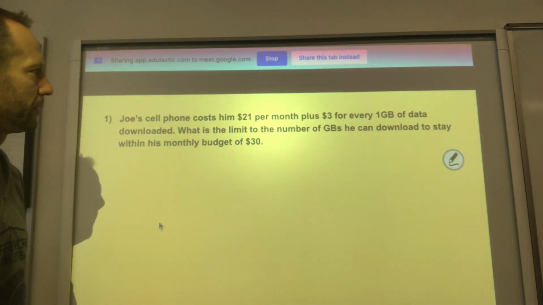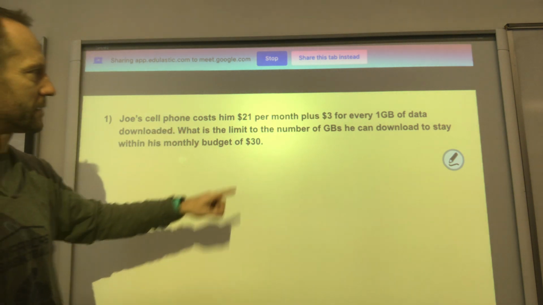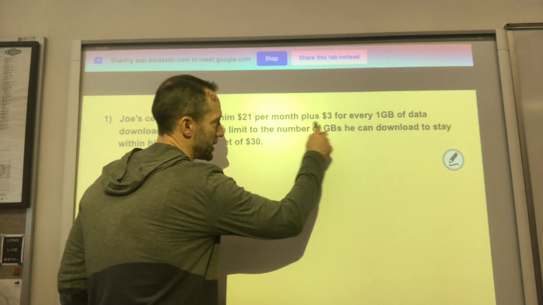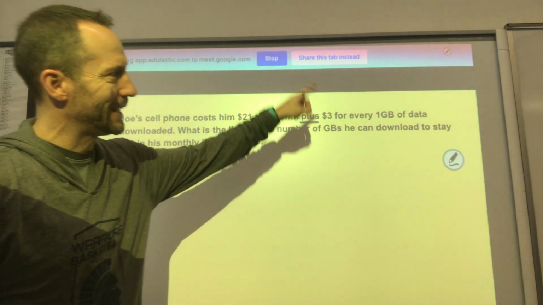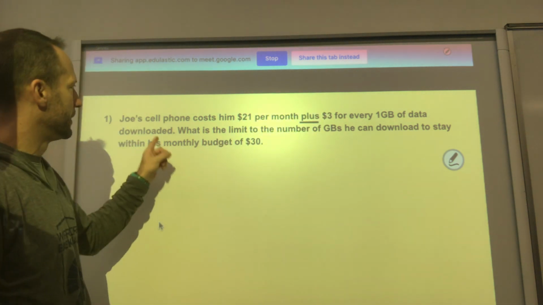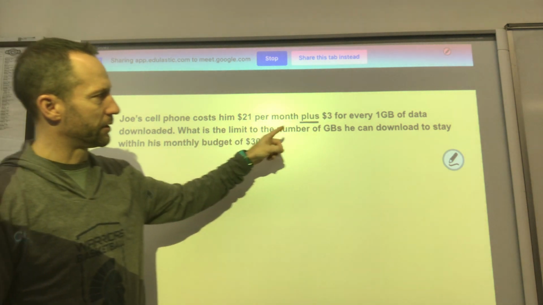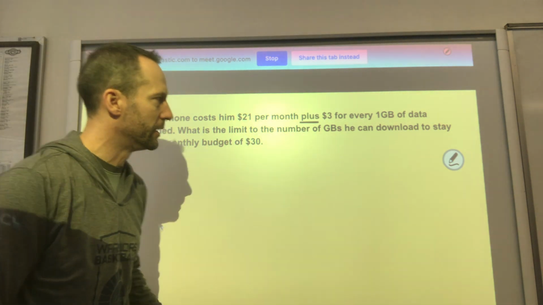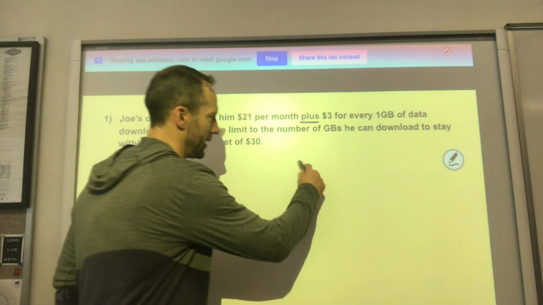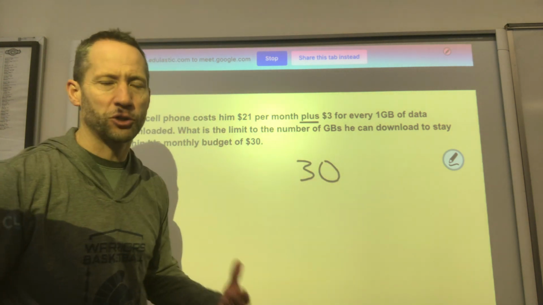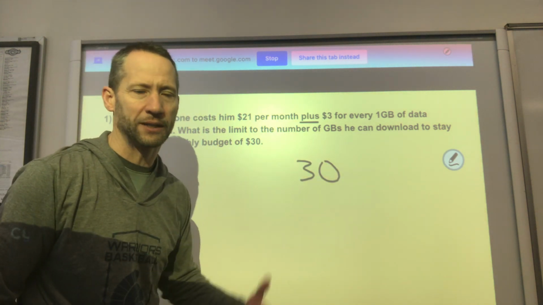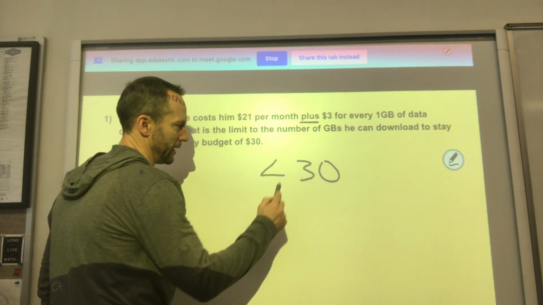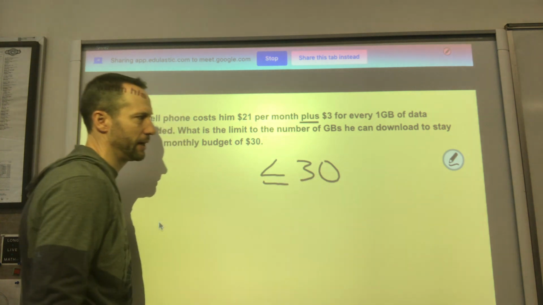So they looked at a problem like this. It says Joe's cell phone cost him $21 per month, plus, and notice we have some keywords in here, plus $3 for every gigabyte of data downloaded. What is the limit to the number of gigabytes he can download to stay within his monthly budget of $30? So essentially, we have $30, and we have to make sure that we don't spend any more than that. We're going to stay within our budget. So that means we have to spend less than or equal to $30.